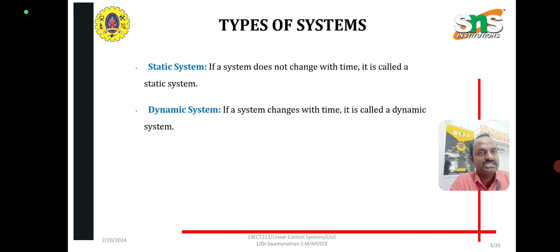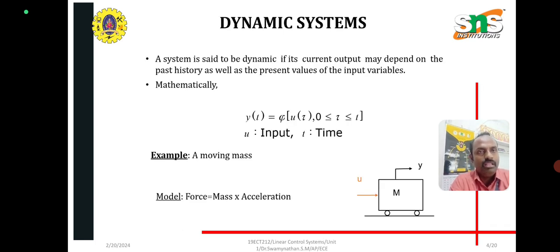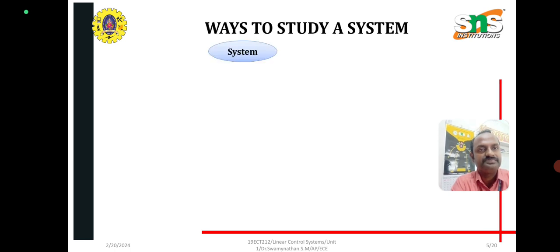Static system means if a system does not change with time, that is called static. If the system changes with time, that is called a dynamic system. The system is dynamic if the current output depends on the past history as well as the present input. So y of t is equal to y of u of tau, where tau is between 0 to t. U is the input, t is time. An example is a moving mass: F is equal to ma, force is equal to mass into acceleration.